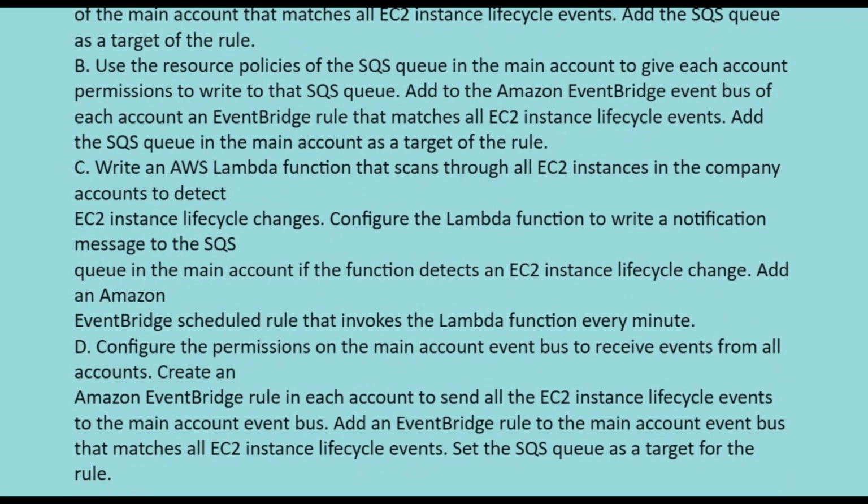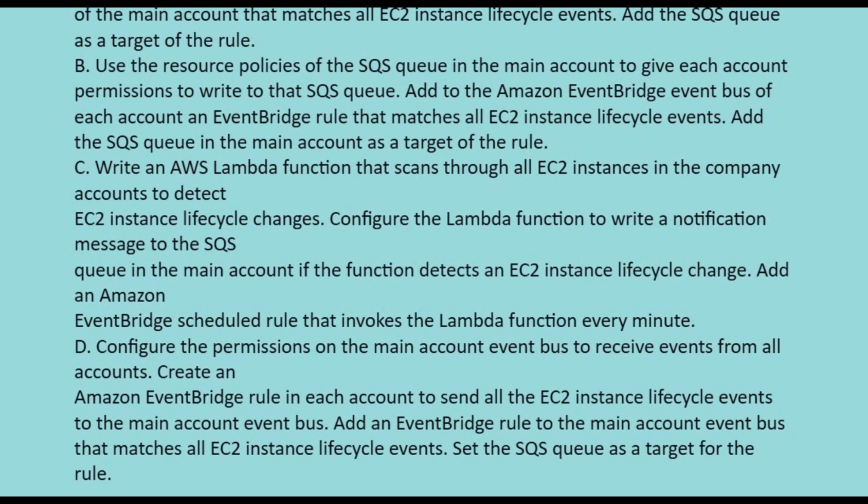Option C. Write an AWS Lambda function that scans through all EC2 instances in the company accounts to detect EC2 instance lifecycle changes. Configure the Lambda function to write a notification message to the SQS queue in the main account if the function detects an EC2 instance lifecycle change. Add an Amazon EventBridge schedule rule that invokes the Lambda function every minute.